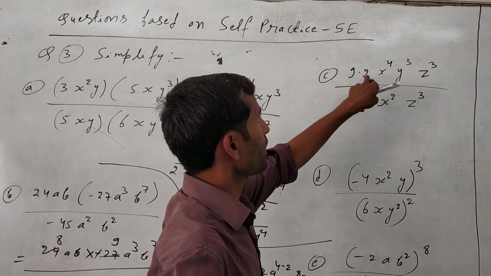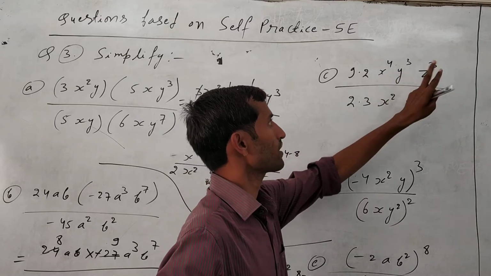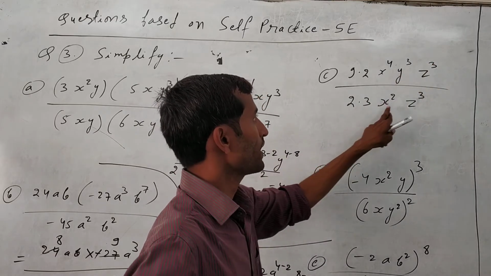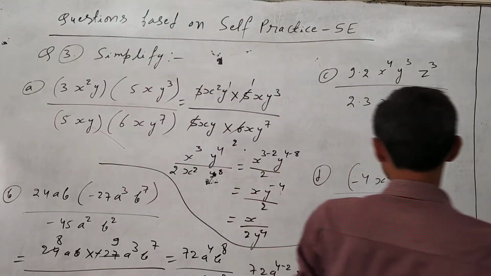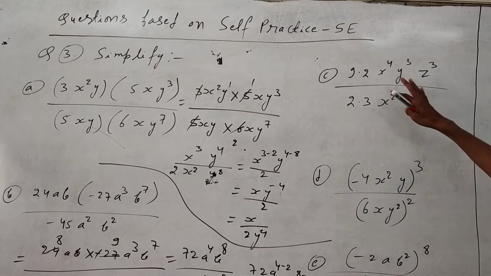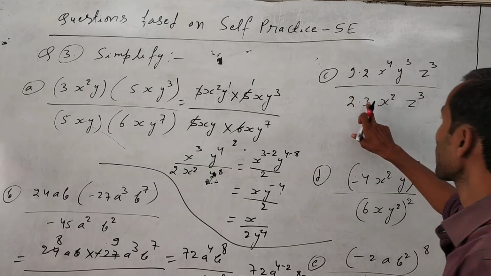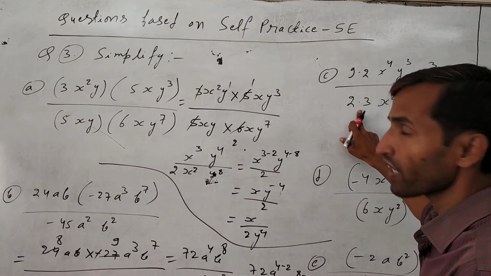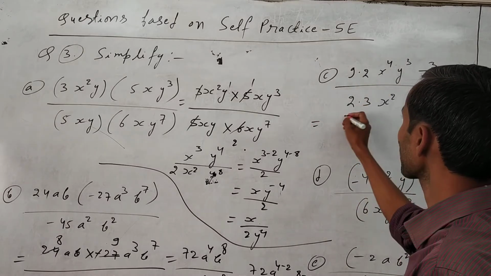Next one is 9.2 x^4 y^3 z^3 upon 2.3 into x^2 z^3. In this we have to simplify the question. How will we simplify? First of all, remove the decimal point. After one digit there is a point here and also here, so we remove the points directly.